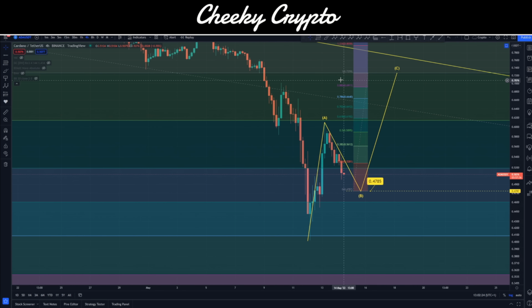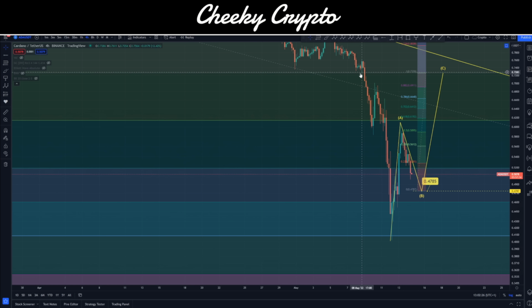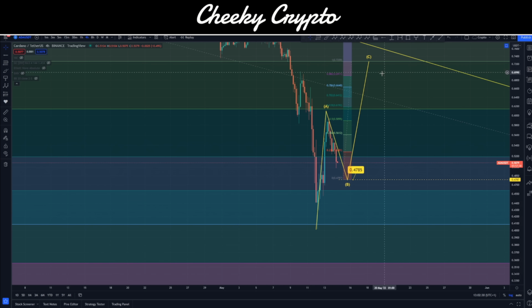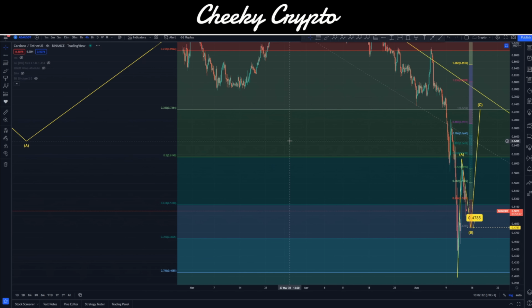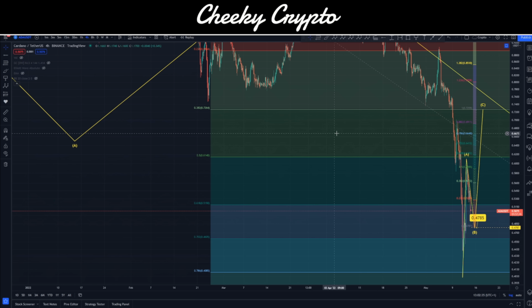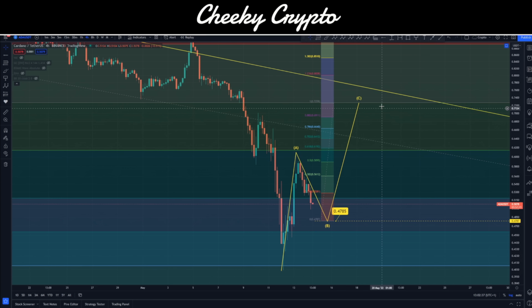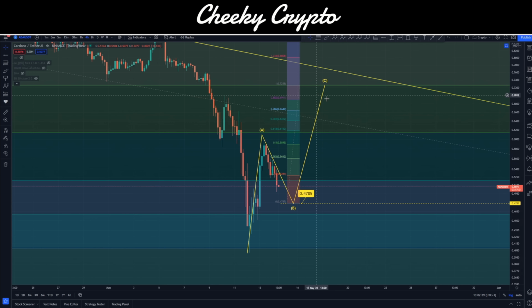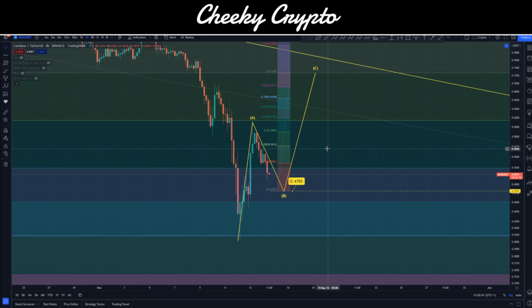72.59. And that's also an important area because that is going to be an area that we also found that was previously support that was lost, right? So we're probably going to get rejected quite hard from this area, I would have thought. Also, this green line across here is a 382 Fibonacci retracement zone as well. So again, it wouldn't be too surprised if we actually resonate incredibly well there and pull on down.